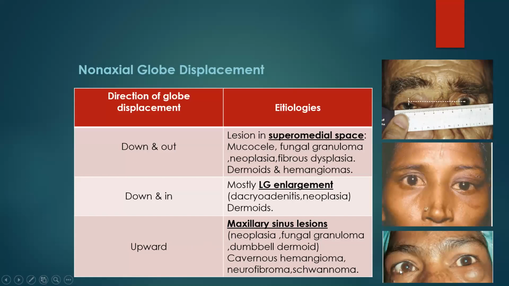Then upward proptosis, it's mainly from maxillary sinus lesions. It can be neoplasia, fungal granuloma, dumbbell dermoid, which is a dermoid connected from the temporal region through the lateral orbital wall to the orbit, and cavernous hemangioma, neurofibroma, and schwannoma.